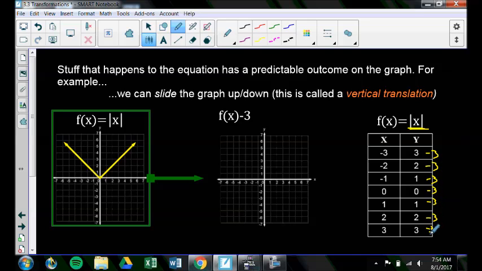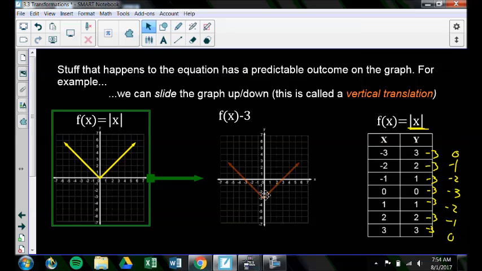because it's f of x minus 3. And I'm going to get 0, negative 1, negative 2, negative 3, negative 2, negative 1, 0. It gives me a graph looking like that. It's the same graph, but slid downwards. This new function is called a translation, a vertical translation of the original. So you slide things up or down, and it's a translation. This minus 3 on the outside of the function sent it all down 3.